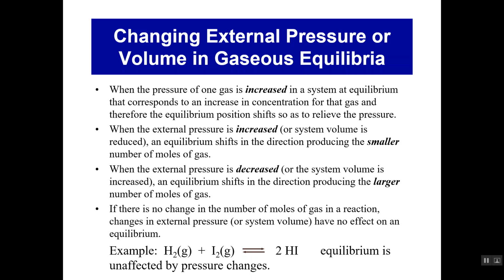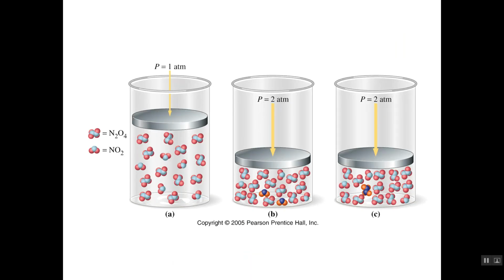That's because there's no way that the system can relieve the pressure if you increase it, or if you decrease the pressure, there's no way the system can increase it, because you have equal moles of gases on both sides. So when you have such systems, there'll be no effect on the equilibrium position if you either increase or decrease the total pressure. This is just demonstrating what we just discussed here.